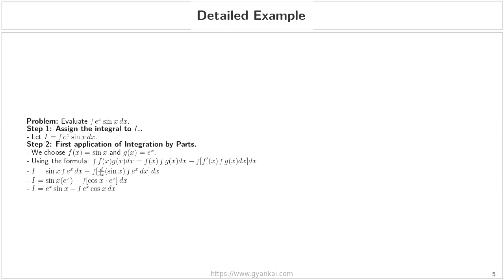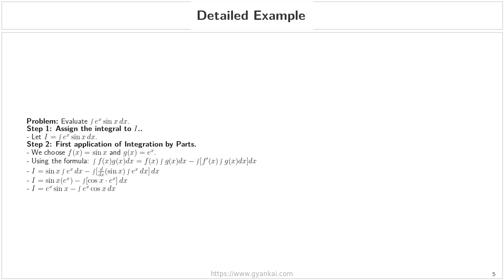Remember the formula: the integral of u times v with respect to x equals u times the integral of v with respect to x, minus the integral of u prime times the integral of v with respect to x. We need to choose which function will be u and which will be v. A good strategy, and one we'll consistently use in these problems, is to let the trigonometric function be u and the exponential function be v. So we choose u to be sine x and v to be e to the power of x.